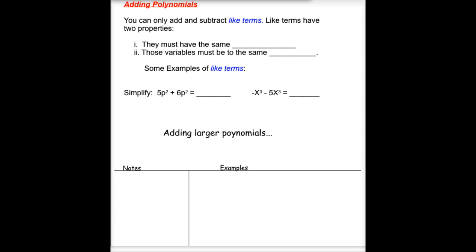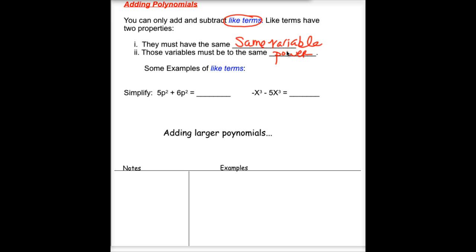So the next thing up, we're going to discuss addition. In math, you can only add and subtract like terms. Again, another vocabulary word needed. Like terms have two properties. They have to have the same variables in them, but those variables also have to be to the same power.